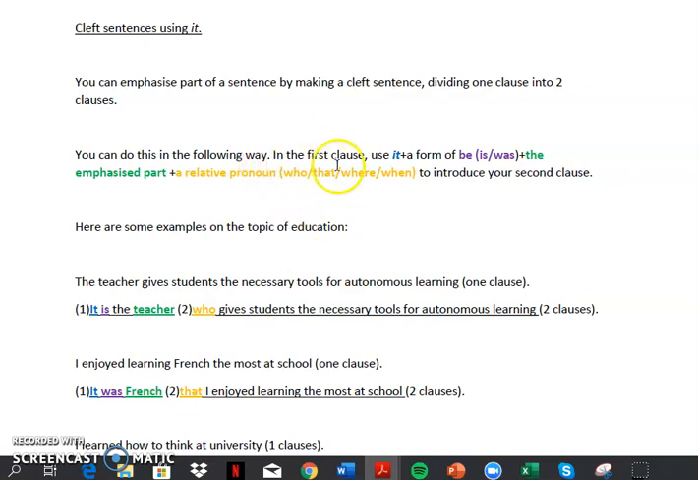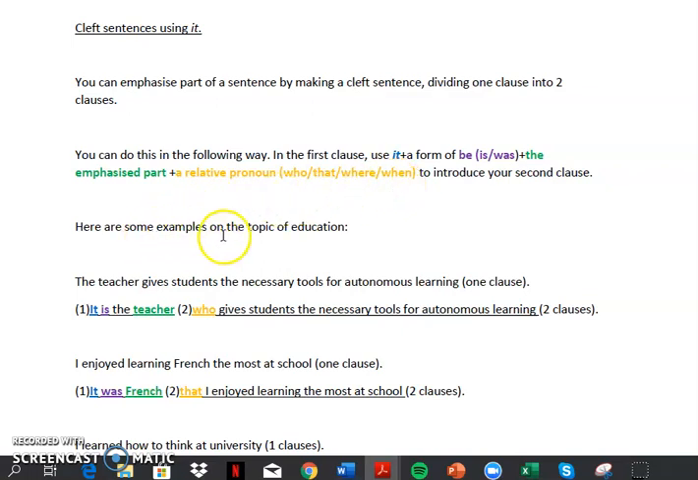In the first clause, use it plus a form of be, for example, is or was, plus the emphasized part, so the thing in the sentence that you want to emphasize, plus a relative pronoun like who, that, where, or when to introduce your second clause. Okay, let's take a look at some examples.